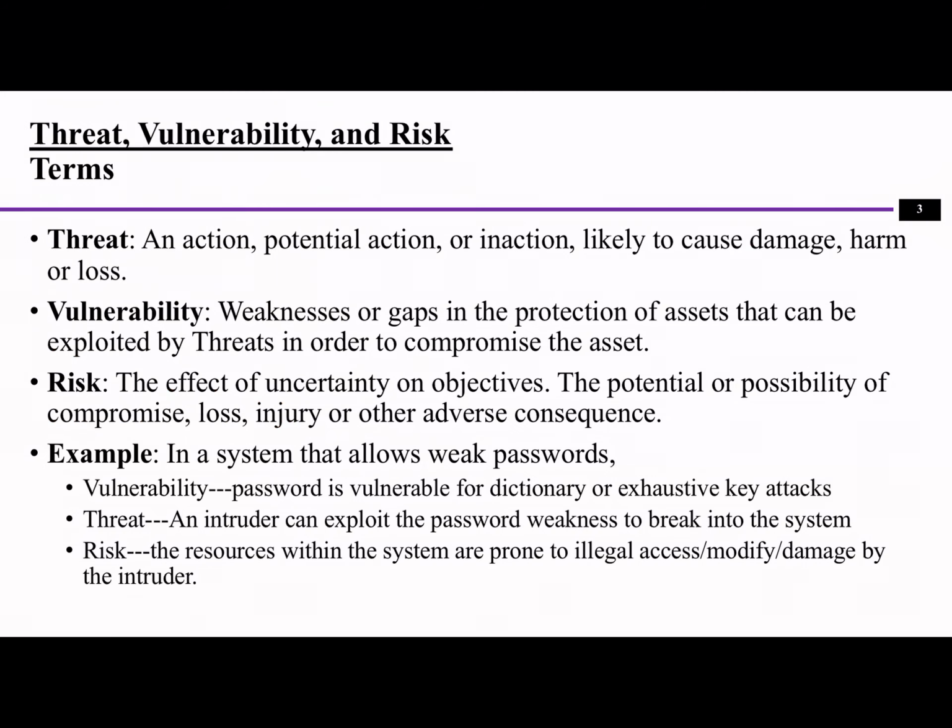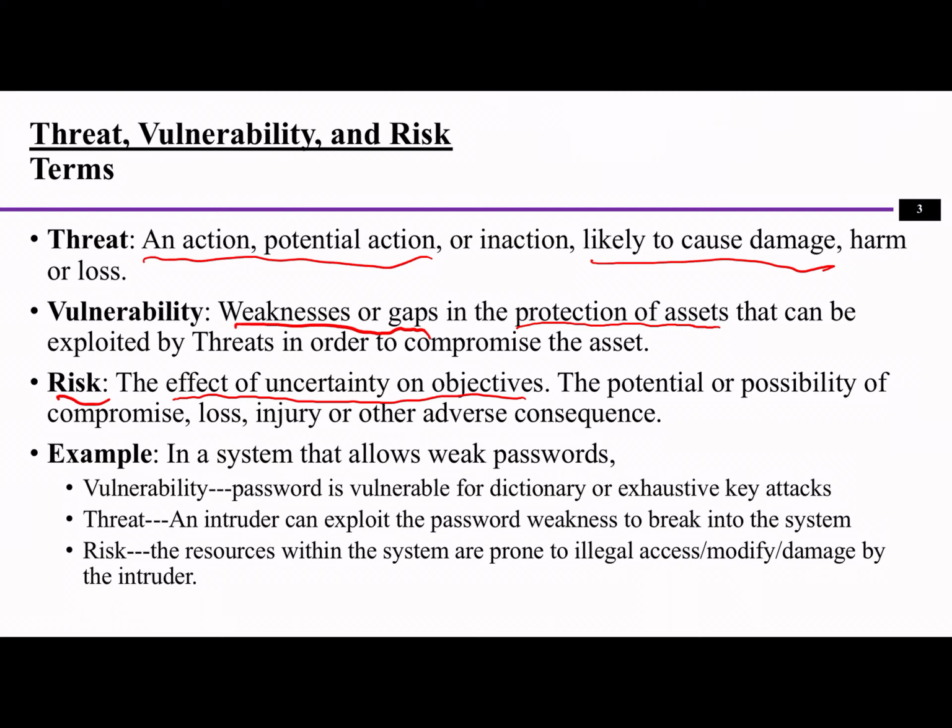First, the terms threat, vulnerability, and risk. These are three different concepts. A threat usually means an action or potential action that is likely to cause damage, harm, or loss. A vulnerability refers to weaknesses, features, or gaps that are prone to consequences or threats. And risk is the impact or the effect of uncertainty on objectives. So mainly, what is the potential impact from those weaknesses?